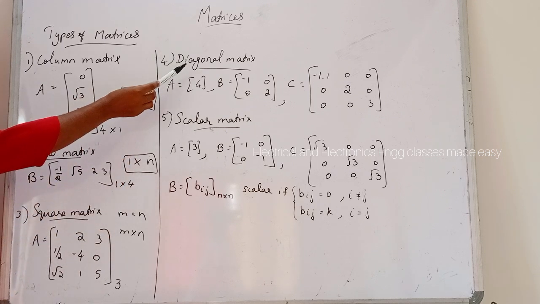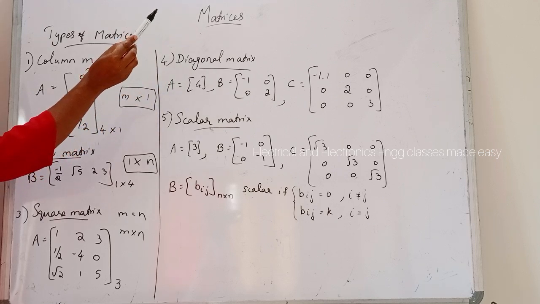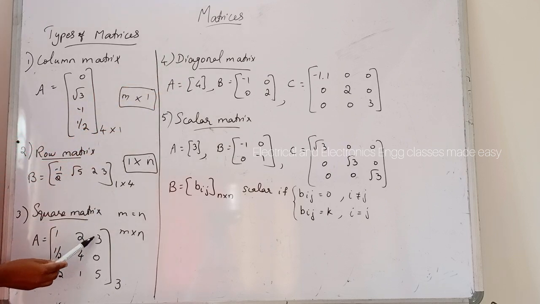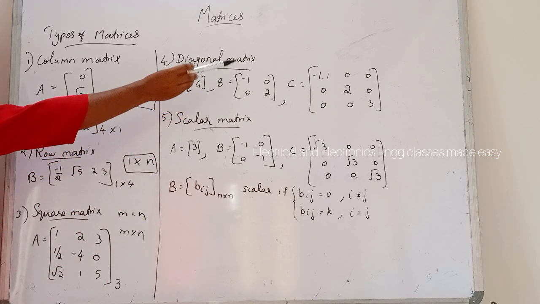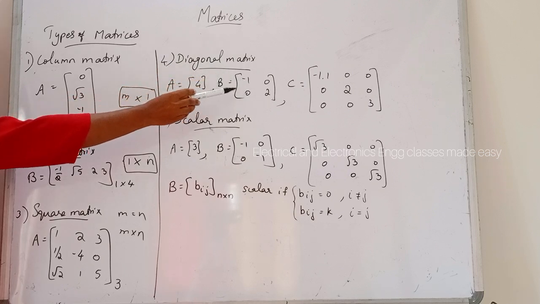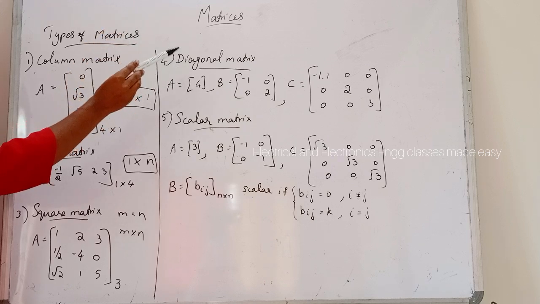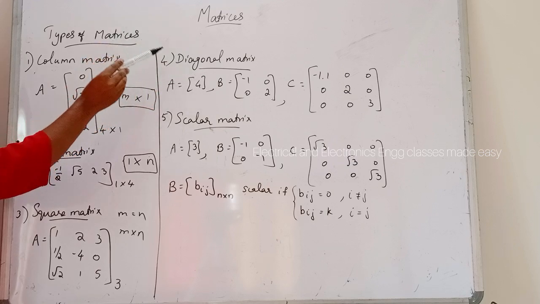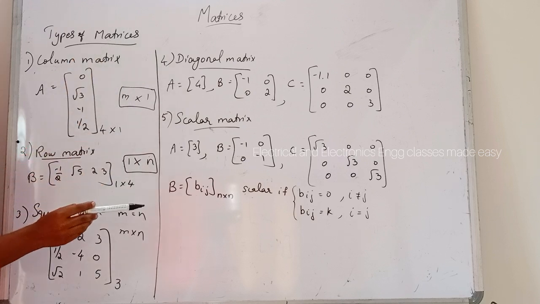So diagonal matrix means a square matrix in which all its non-diagonal elements are 0. The non-diagonal elements are these three and these three in the case of a 3 by 3 matrix, and in a 2 by 2 matrix, this one and this one. These are the diagonal elements. If all the non-diagonal elements are equal to 0, that square matrix is called a diagonal matrix.